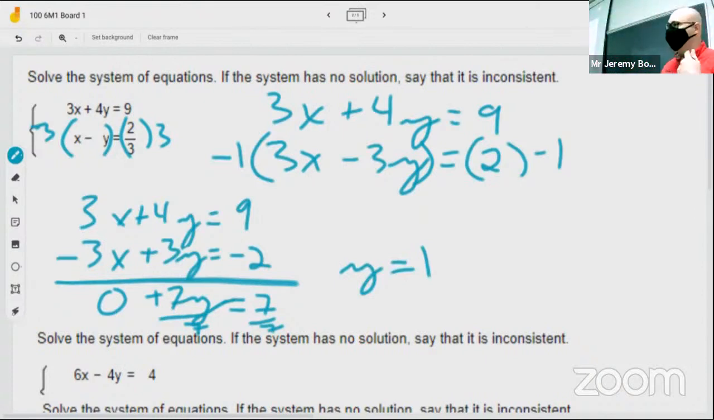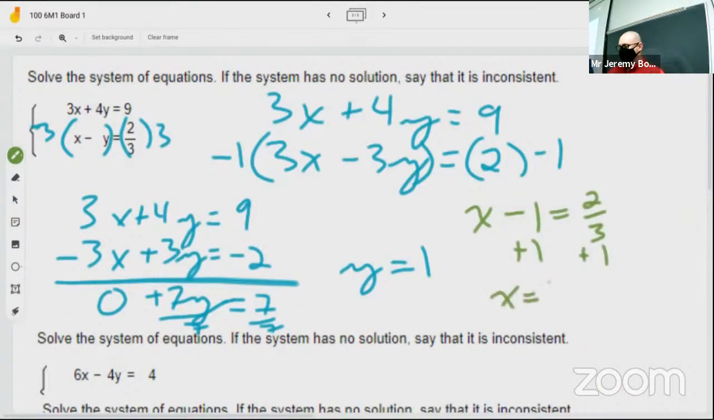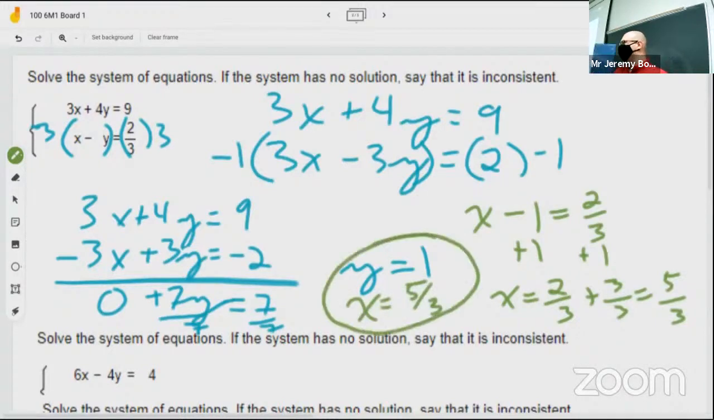So we know it's consistent and independent now. They do have one point where they're intersecting each other. That's where y is equal to 1. So let's plug that in. I'm going to use that bottom equation. Yeah, why not? So x minus 1 is equal to 2/3. We're going to add 1 to both sides. That means it's basically 2/3 plus 3/3, which equals 5/3. So you'd have x is equal to 5/3. Is that what y'all got? So the point where they intersect each other is where x is 5/3 and y is 1.